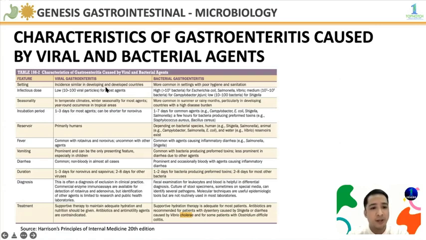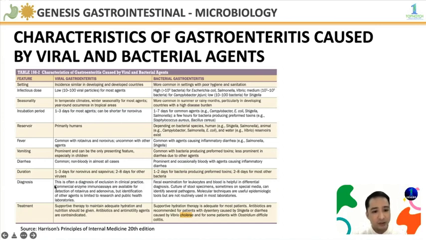In terms of incubation period, viral gastroenteritis will show 1 to 3 days for most agents, or sometimes shorter, for example, norovirus. Bacterial gastroenteritis, Campylobacter jejuni, E. coli, Shigella, Salmonella, will present with an incubation period of around 1 to 7 days. The primary reservoir for viral gastroenteritis is humans. And for bacterial gastroenteritis, it depends on the bacterial species.